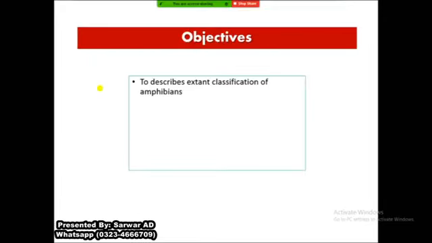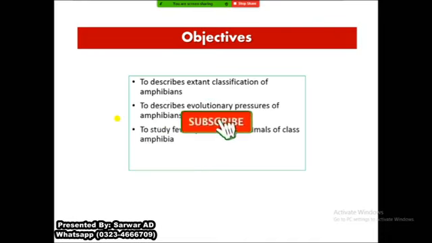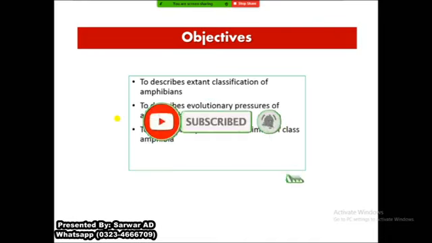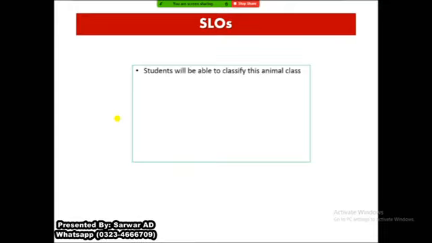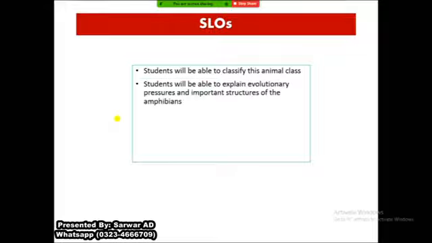These are the objectives: to describe the extant classification of the amphibians, to describe the evolutionary pressure of the amphibians, and to study a few representative animals of the class Amphibia. Students will be able to classify this animal class, and these are the SLOs.